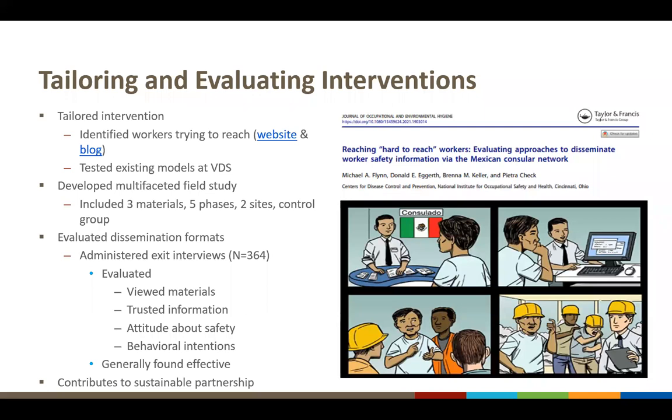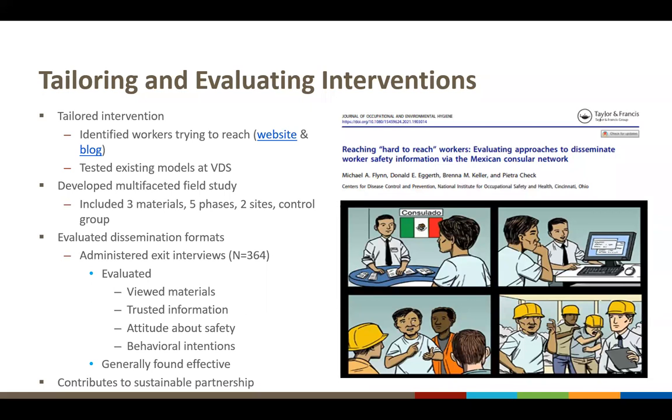But basically what we found is we administered, roughly, I think it was 364 exit interviews. And basically we evaluated the materials on, one, were they seen by the participants or the clients of the Ventanillas? If they were seen, did the clients interact with them, and did they trust the information held in them? Did the materials have any impact on the attitude about safety? And did they have any impact on changing the behavioral intentions about trying to address safety concerns at work?